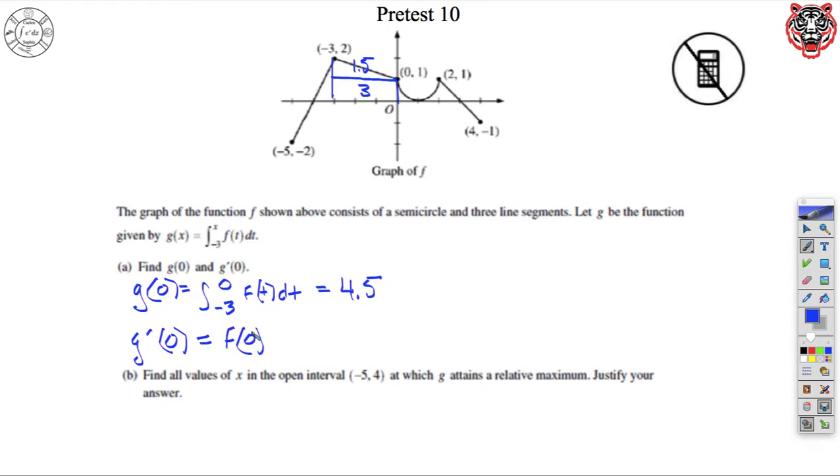So what is the height at 0? That's what this translates to. The height of 0 is 1. How to score yourself? Plus 1 if you got 4.5, and plus 1 if you got 1. So that is out of 2 points.